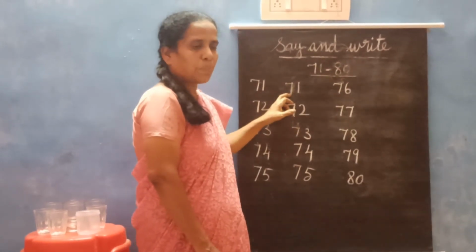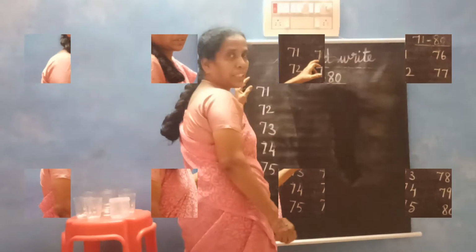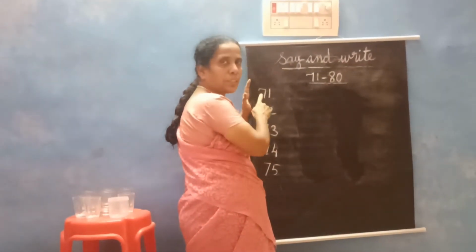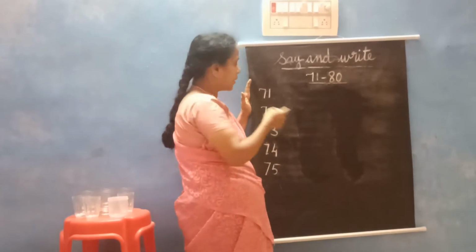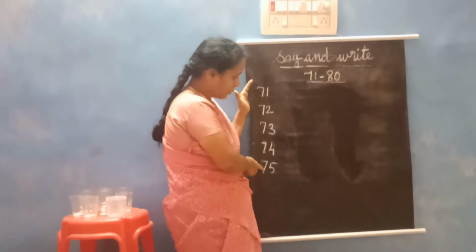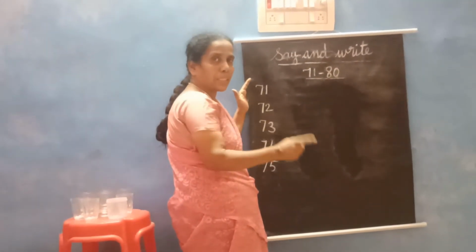Now we will see the number names. Okay? Number names. Now we will see number names 71 to 75. Now you all know the numbers. 71, 72, 73, 74, 75. Now I am going to teach you number names.